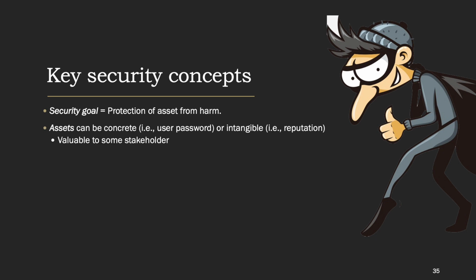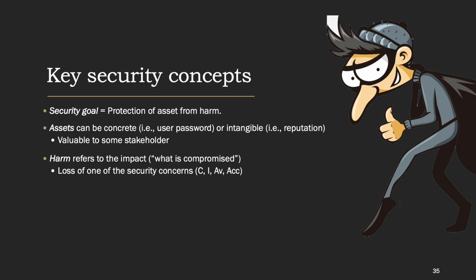The thing that we want to protect is also very important, and usually it's some piece of information, but it can also be something less tangible, like the reputation of a company. But without exception, assets are things that are valuable to some stakeholder of our system. In the security goal, we want to protect assets from some harm, which does not necessarily mean physical harm, but refers to a loss of one of the security attributes or concerns. This harm needs to have some notable impact on the asset of value, else we wouldn't really care about protecting it from this particular harm.